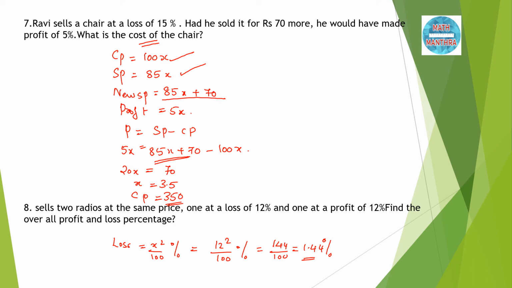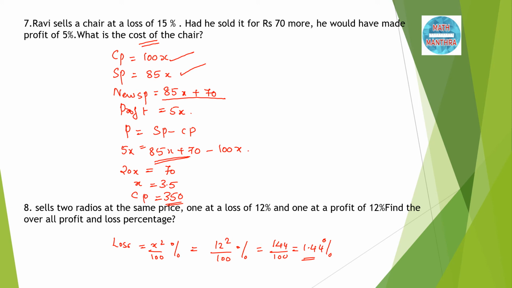Cost price we cannot change, only the selling price differs based on the conditions. So cost price is 100x, take the difference. What you get is the x value, which is 3.5. So CP is the question, which is 100x, not x, 100x. So we get 350. This is again a very directly asked question in many of the tests.